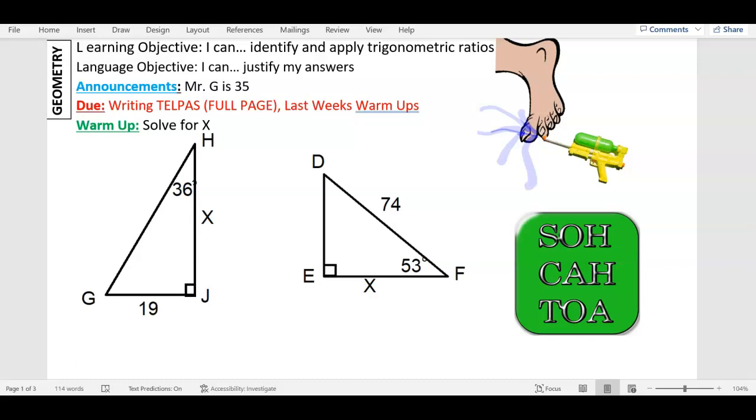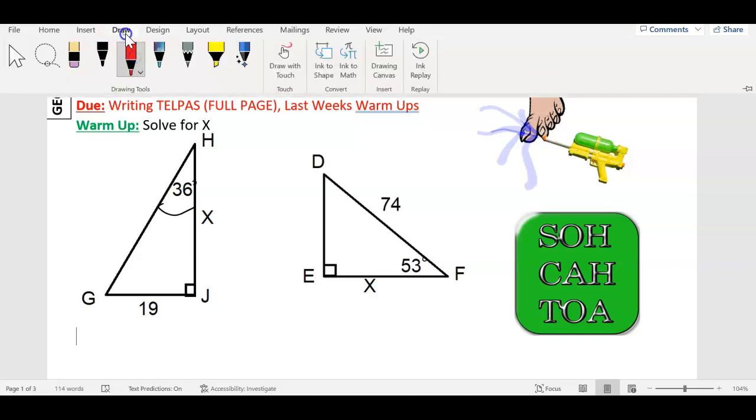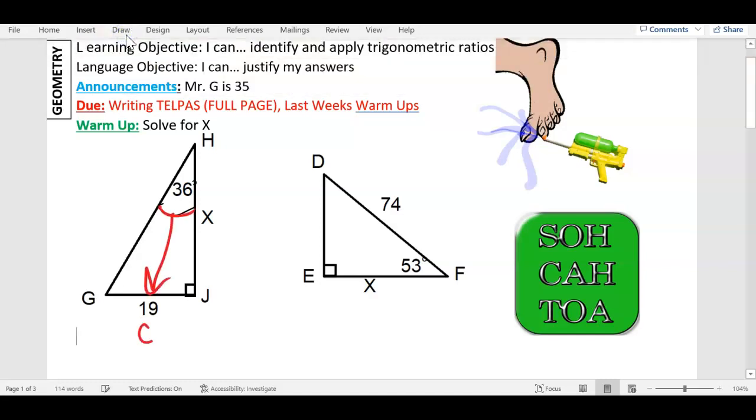Because it's labeled. Did you label O? H is across from 90, A. Okay, that part, you're going to have to do this on your own. So does everyone understand how I got OHA? And then did you cross out the one you don't need? Which one do you not need?